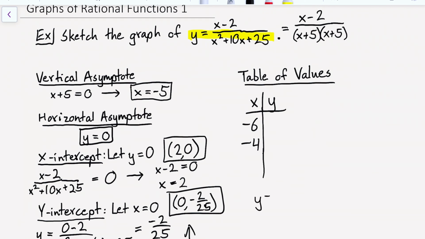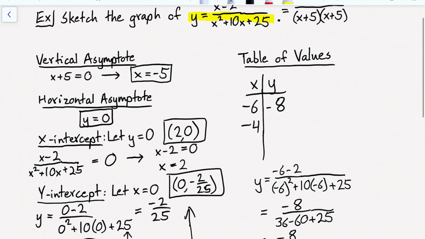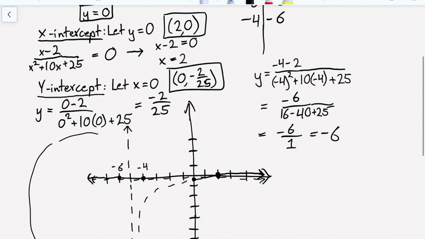So when x equals -6, what is the y value? When x equals -6, y equals -8. What about when x equals -4? When we input a value of -4, we get an output value of -6. Those additional 2 points help me sketch this graph with much more accuracy. So I can say the graph passes through the points -4, -6. That's about right here. And that actually corresponds pretty well to the picture that I drew.